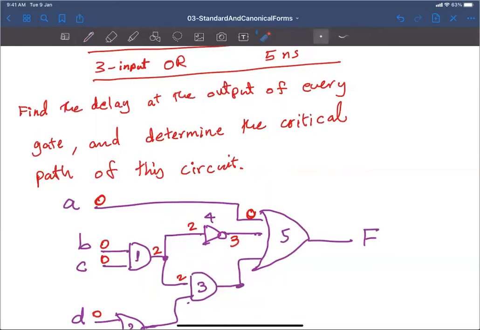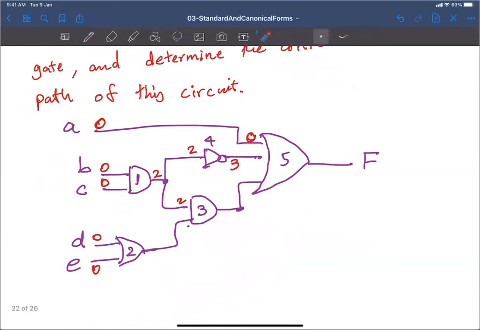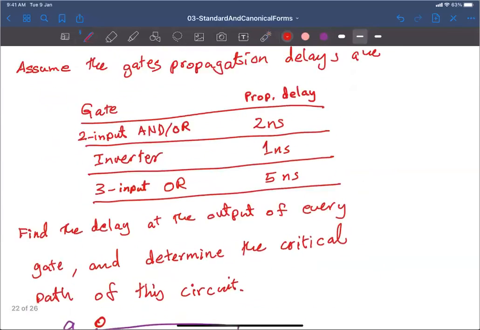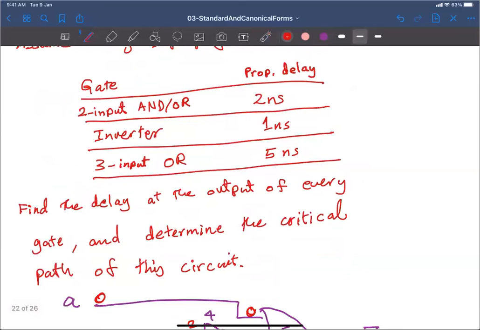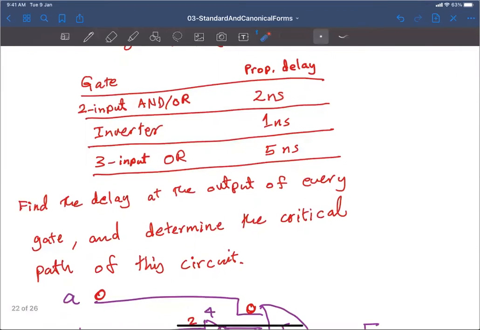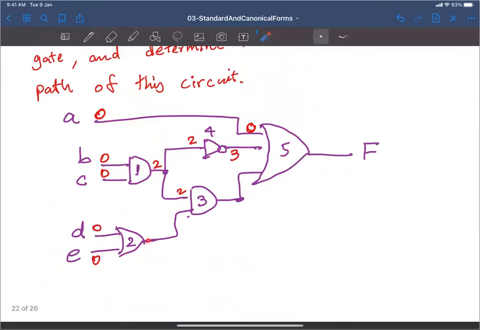What about this OR gate now? The delay at the output, starting from the inputs, if you see the table here, is 2. A 2-input OR gate has a propagation delay of 2 nanoseconds. So the delay from here to here is 2 nanoseconds, and also this is 2 as well, because they are the same wire.